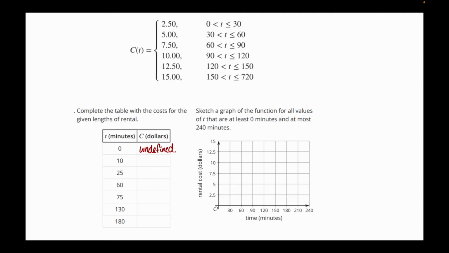Now, we can use 10 minutes, and that is in our first price point, which is between 0 and 30. So that is the $2.50. We can do 25 minutes. That is also going to be in that first range, so that will also be $2.50. If we rented it for 60 minutes, that would put us at the very end of the second step, which would be $5.